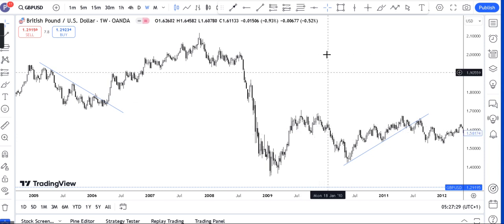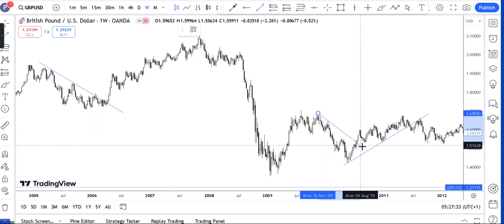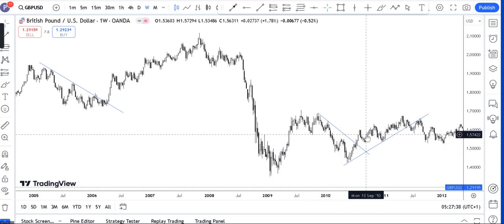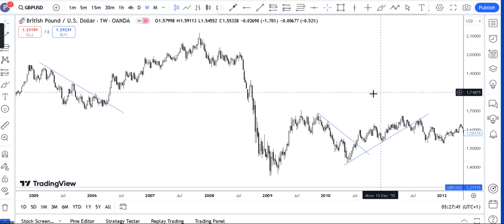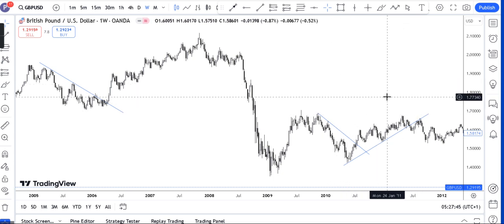I think we have also another one here, a trend line break, connecting from this high to this particular lower high, and we can get a trend line break. So these are a few examples on how to connect a trend line.